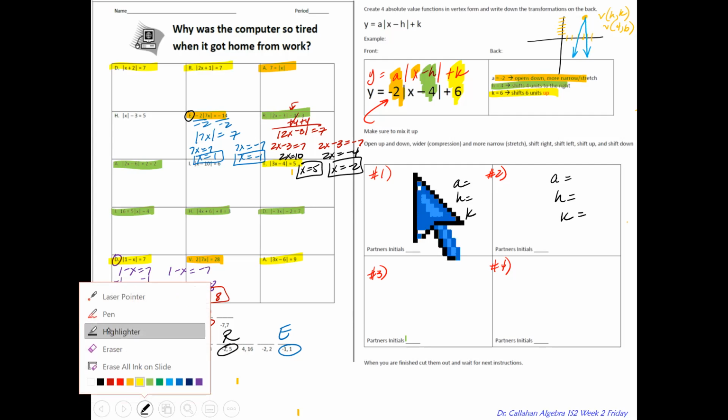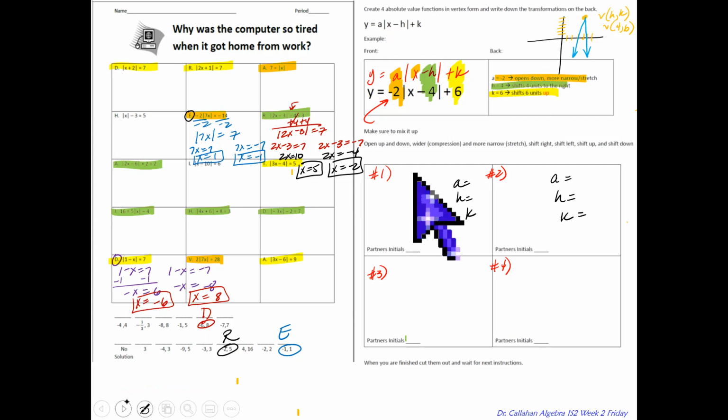All right, for the last one here, you have H. H is actually very similar to when we did letter R. You have a tag along right here, so let's get rid of that first. So you have absolute value of x equals 3 plus 5, which is 8. There's no numbers outside the absolute value anymore, so now you split it. So x equals a positive 8, and there's no solving. x equals negative 8. So which one here has positive 8 and negative 8? Right there. So done. Make sure you answer the question, why was a computer so tired when it got home from work? And you should have the answer when you're completed with this.